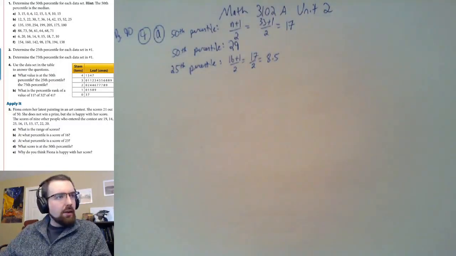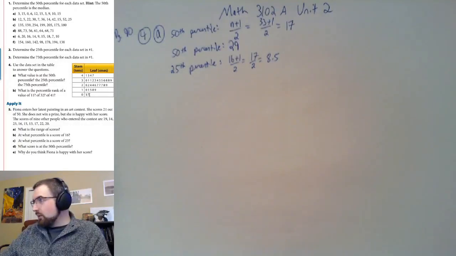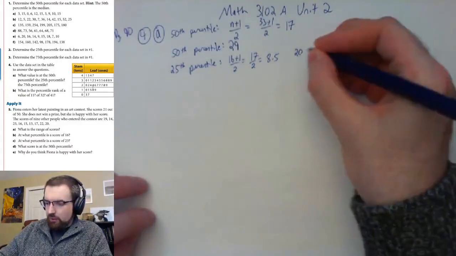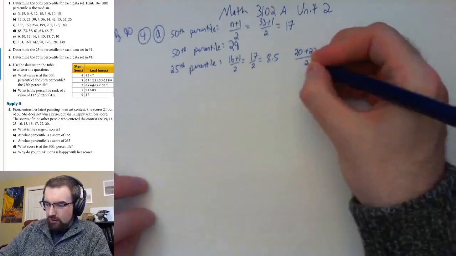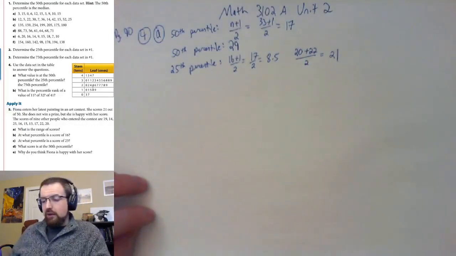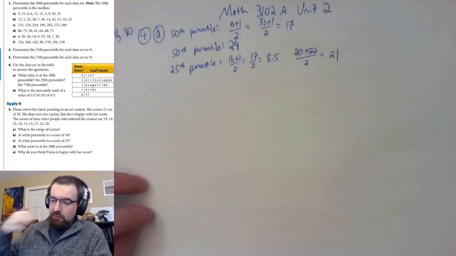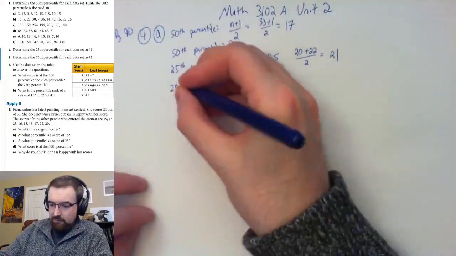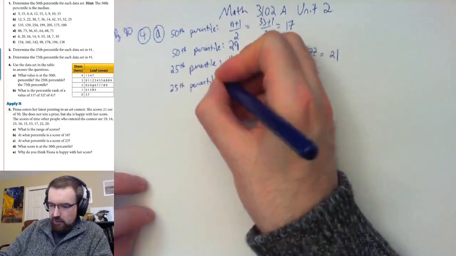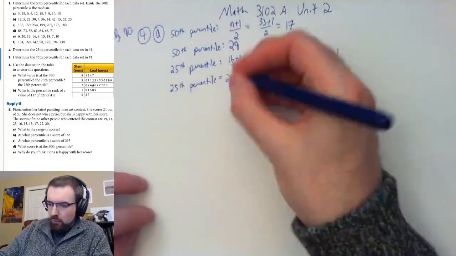So now we go and we count again over here. 1, 2, 3, 4, 5, 6, 7, 8. Number 8 is 20. Number 9 is 22. So here it's going to be 20 plus 22 over 2, which is 42 over 2, which is 21. So the 25th percentile equals 21.